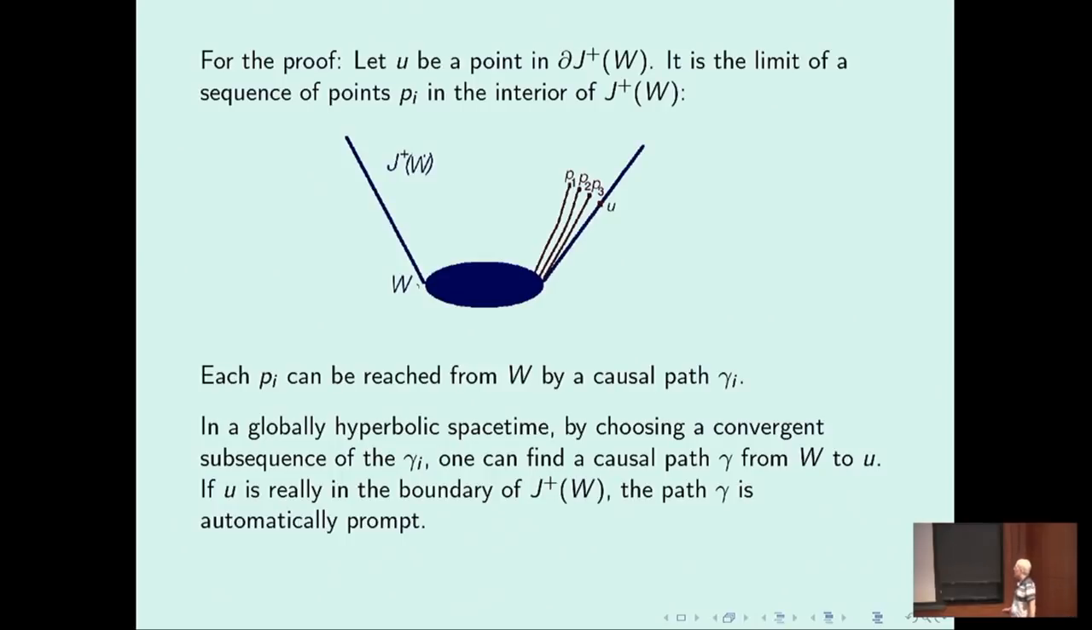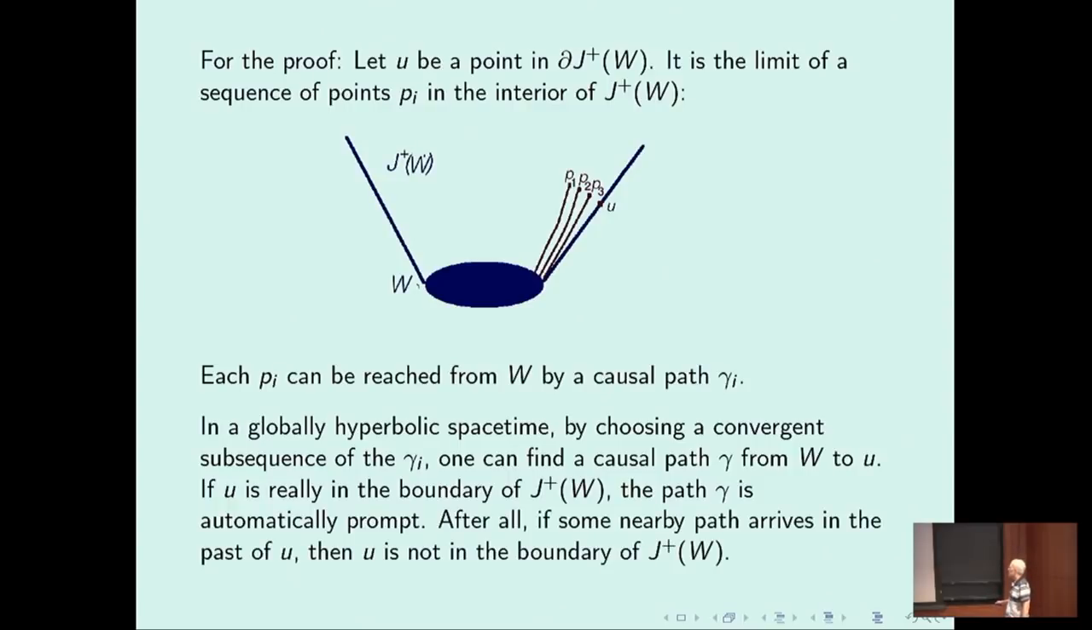If U is really in the boundary of the future of W, the path gamma from W to U is prompt, because if it wasn't prompt, meaning another path would reach the past of U, then a whole neighborhood of U would be in the future of W, and U wouldn't be in the boundary of the future.